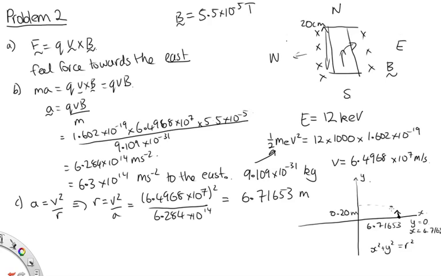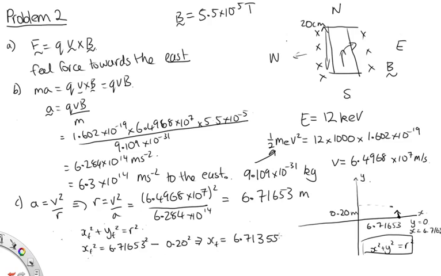So what we need to do now to work out the deflection is work out how far it's travelled in the x direction. So we can use this formula. Okay, so to find the final position, we can use x final squared plus y final squared is equal to r squared. So x final squared is equal to r squared, which is 6.71653 squared, minus y final squared, and the final height is the 0.20 squared. So solving this, we end up with x final is equal to 6.71355.